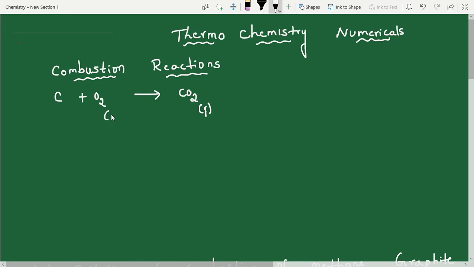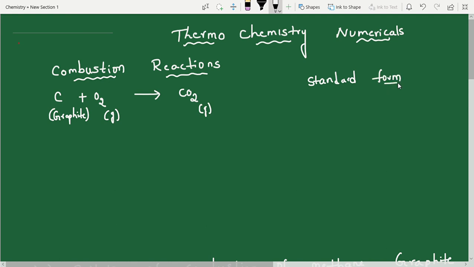Oxygen, what is the standard form? Gaseous state. Carbon, what is the standard form? Graphite state is the standard form. We have diamond and graphite. Graphite is thermodynamically stable. In standard form, first let me write here, students, standard forms.